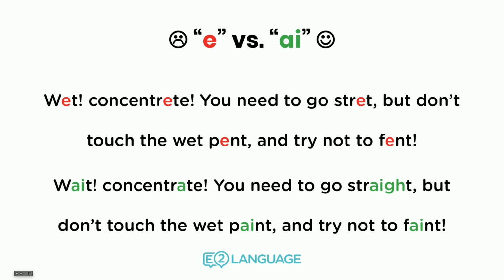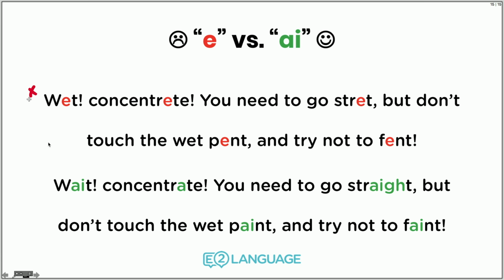Let's do some pronunciation practice here. So this time I'll read the incorrect first. Wet, concentrate. You need to go stret, but don't touch the wet pent and try not to fent. Try to say wait, concentrate. You need to go straight. Don't touch the wet paint and try not to faint. Just read this for me, please.